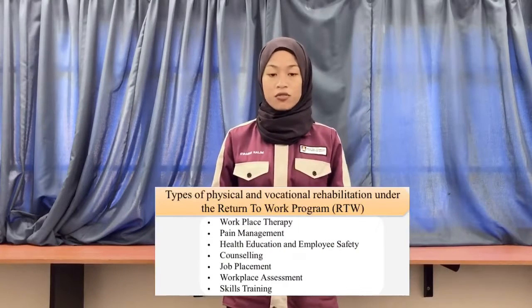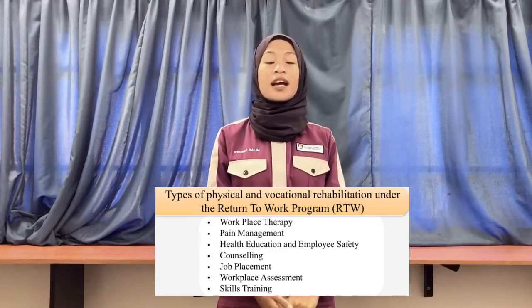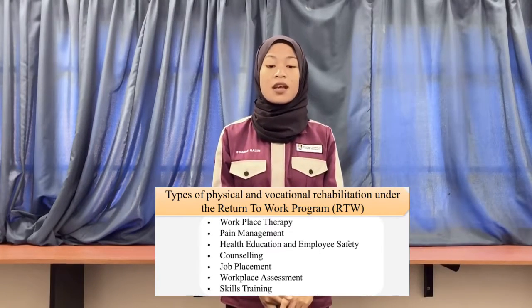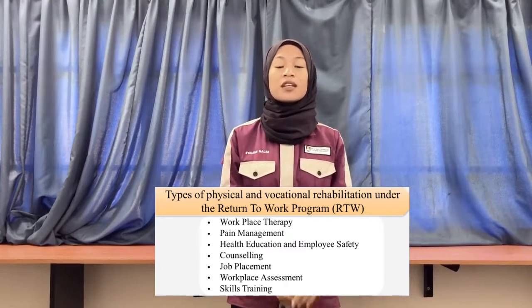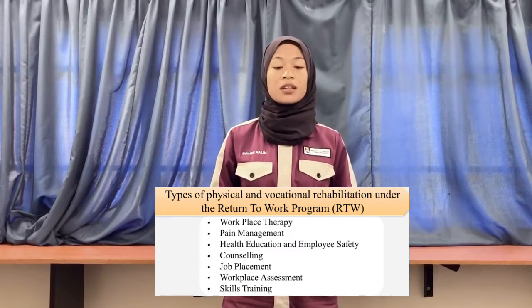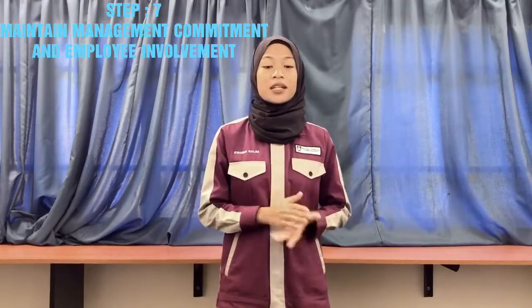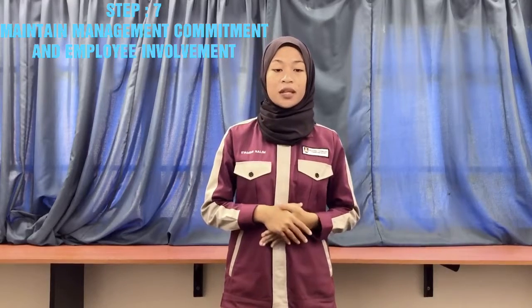The types of physical and vocational rehabilitation under the Return to Work program are workplace therapy, pain management, health education and employee safety, counseling, job placement, and skills training. For the last step, Step 7: maintain management commitment and employee involvement.